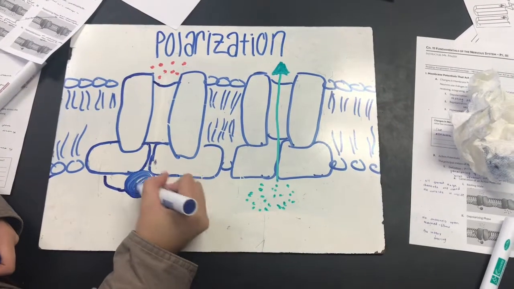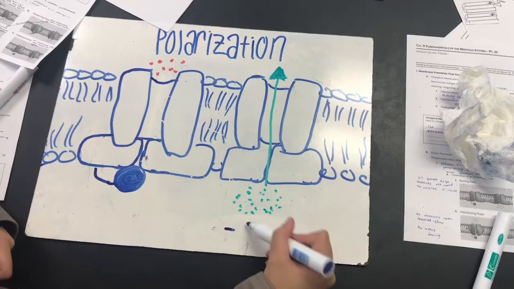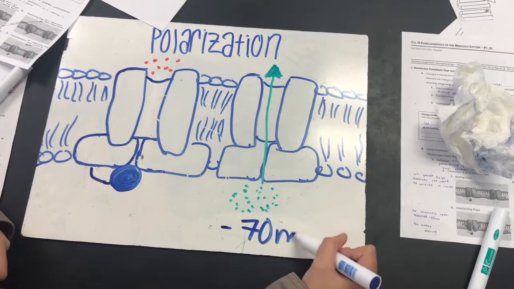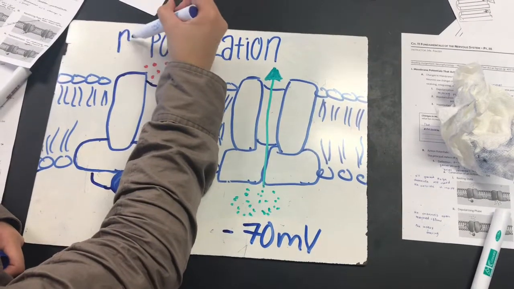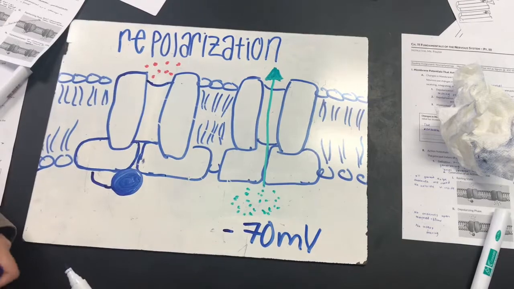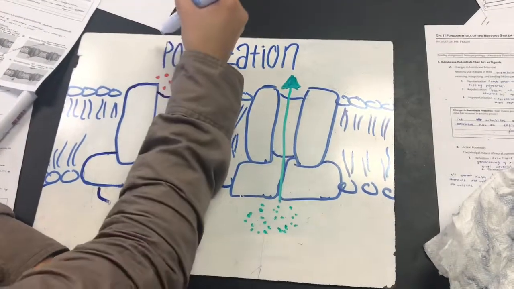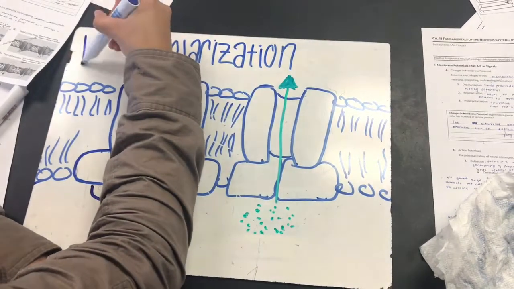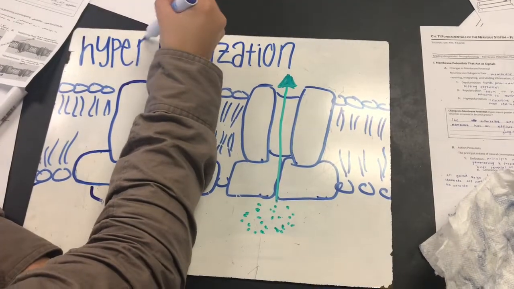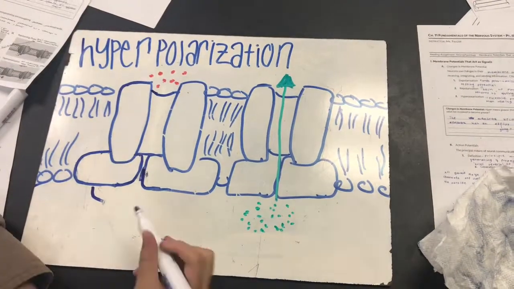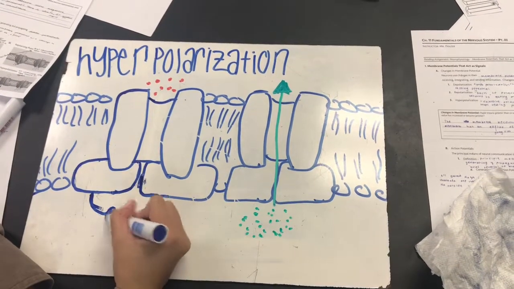Okay, during repolarization, the sodium channels are closed again, and the potassium channels start to open, which allows for a K plus efflux. And this means that the potassium is going from inside to outside of the cell. Next is hyperpolarization. This is when the potassium channels stay open, which allows for more K plus efflux from inside to outside of the cell, diffusing down its concentration gradient. So the membrane potential now will be more negative, at negative 80 millivolts.